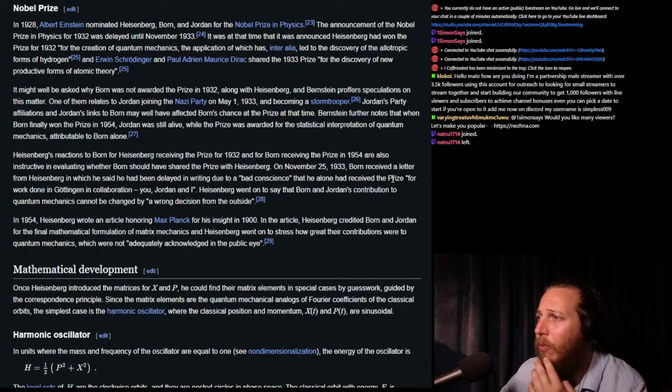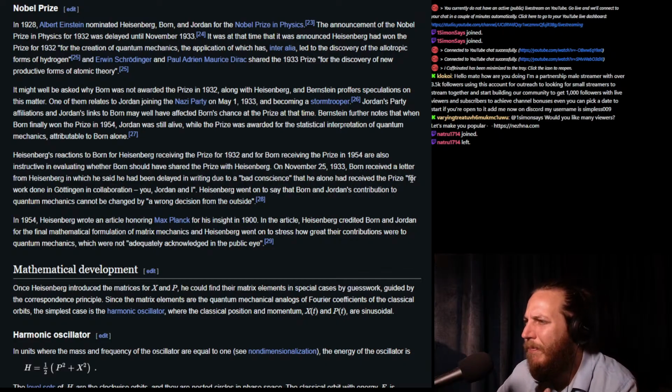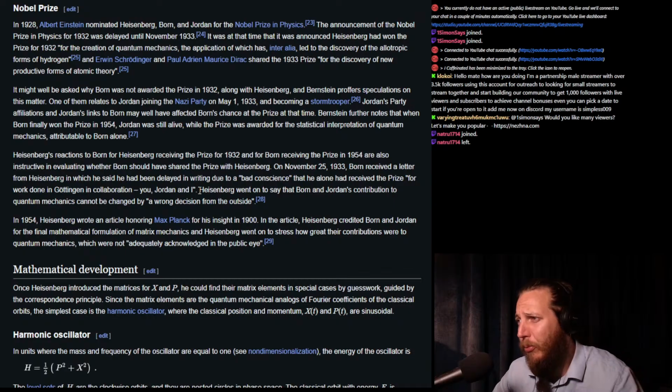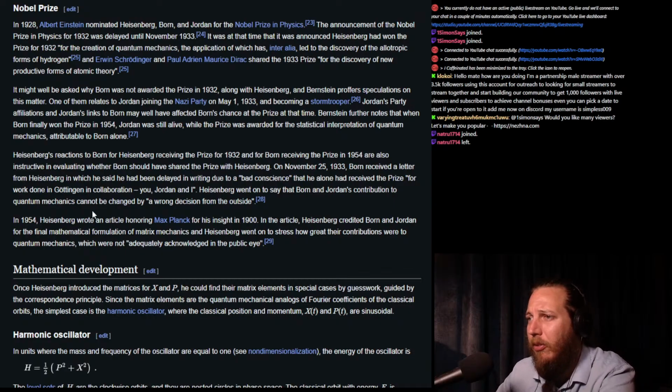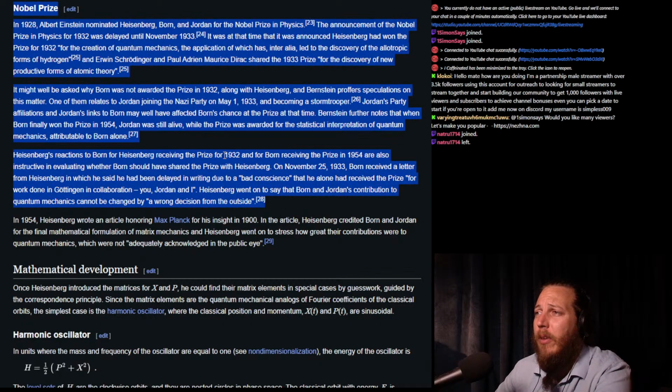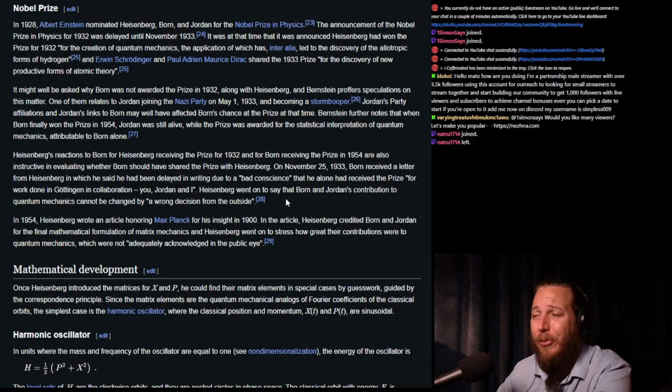On November 25th, 1933, Born received a letter from Heisenberg in which he said he had been delayed in writing due to a, quote, bad conscience, end quote, that he alone had received the prize, quote, for work done in Göttingen in collaboration, you, Jordan, and I. Heisenberg went on to say that Born and Jordan's contribution to quantum mechanics cannot be changed by, quote, a wrong decision from the outside. So, a Nazi stormtrooper is partially responsible for our understanding of quantum mechanics.